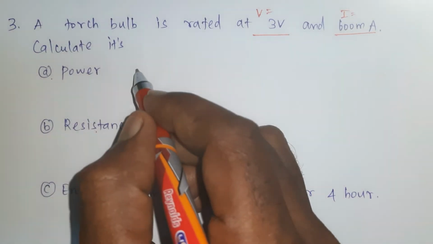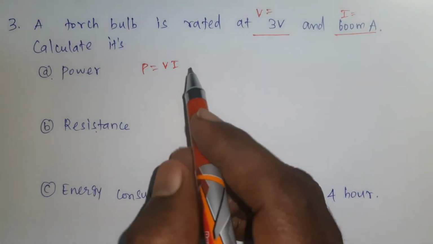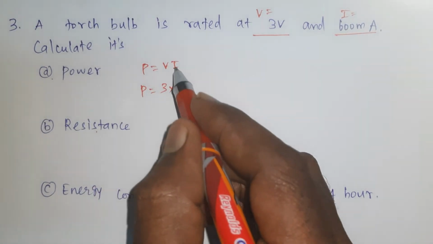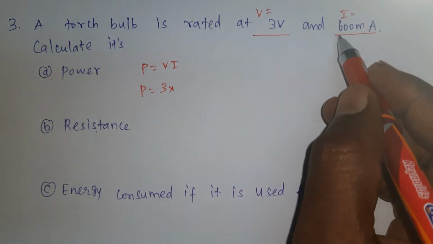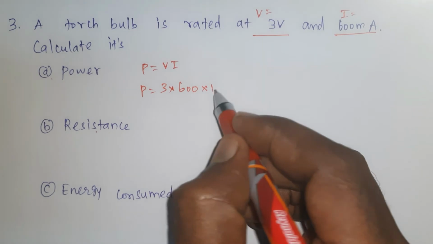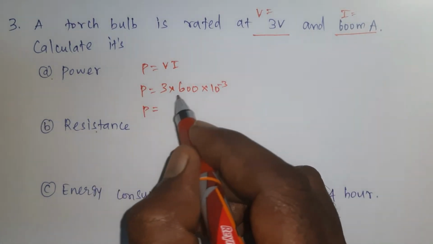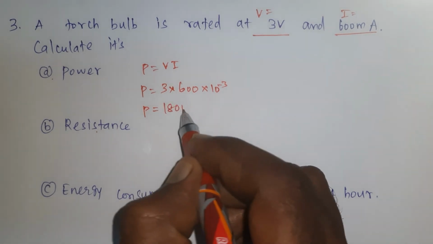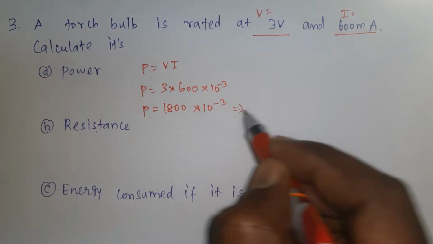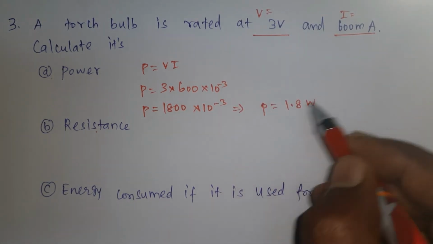So power formula P is equal to VI, the product of voltage and current. Now P is equal to V, which is 3 volt, into I. I is 600 milliampere, 600 into milli, 10 power minus 3. So P is equal to 6 3s are 18 and 0 into 10 power minus 3. If we simplify this, power is equal to 1.8 watt.